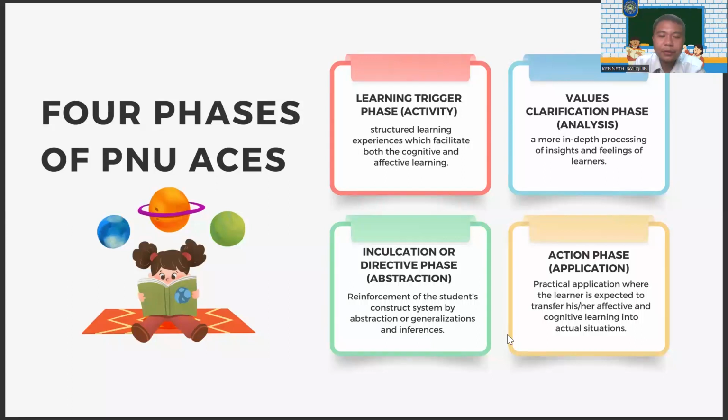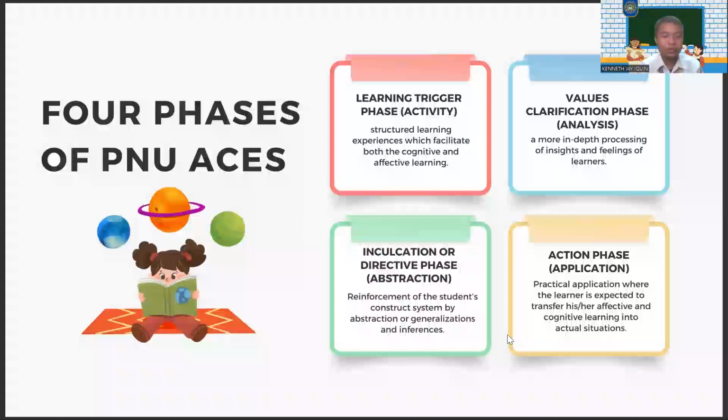Under the PNUACES, it has four phases, which includes the learning trigger phase or the activity. It is structured learning experiences which facilitate both the cognitive and affective learning. Next is the values clarification phase or the analysis. It is a more in-depth process of insights and feelings of learners. Analysis of the learning has two phases, which includes the cognitive content processing and the affective processing.